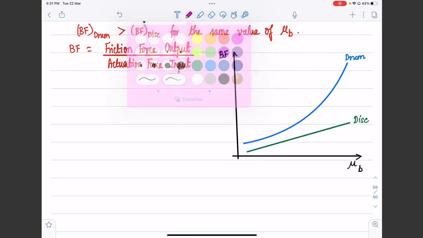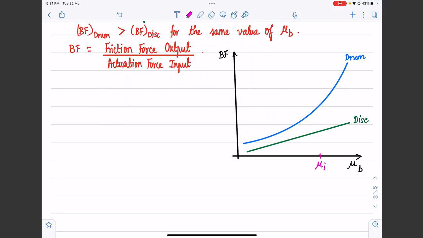Now let us say I consider a fresh brake friction lining, which has an initial brake friction coefficient of some mu I, and consequently the corresponding brake factor of the drum brake and the brake factor of the disc brake are here. We can immediately see that the brake factor of the drum brake is going to be much higher than the brake factor of the disc brake. That's something which all of us can understand.